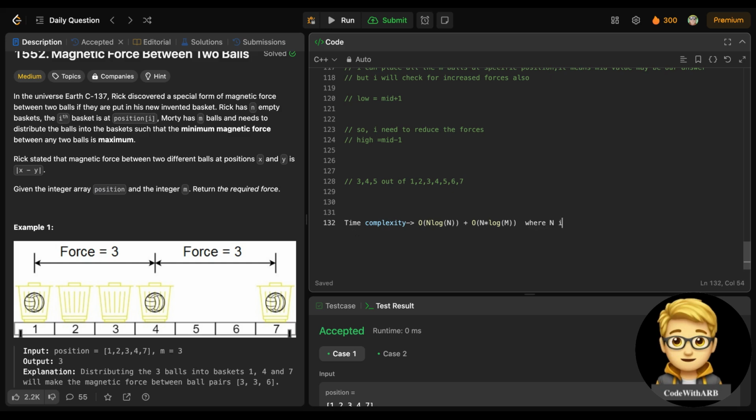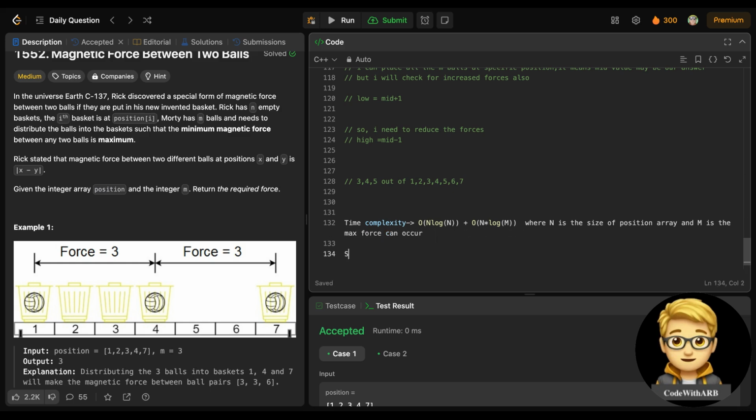Where n is the size of the position array, and m is the max force that can occur in position, right? M is the max force.